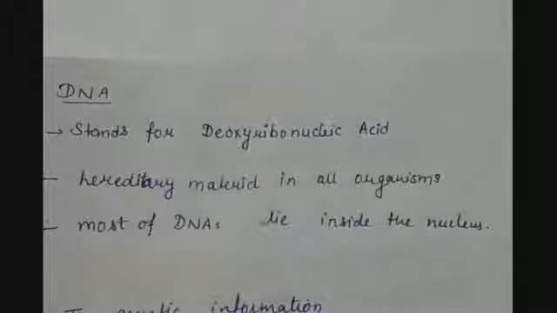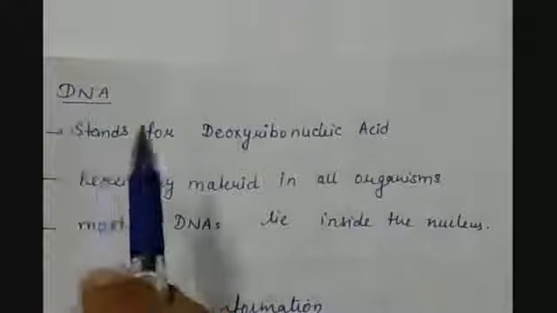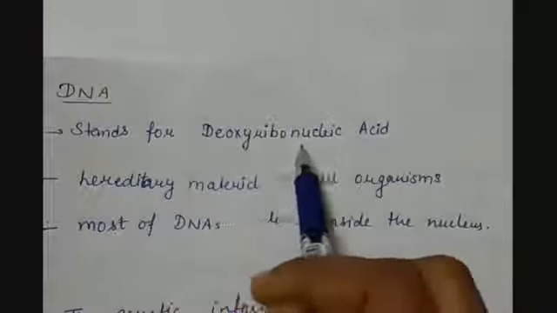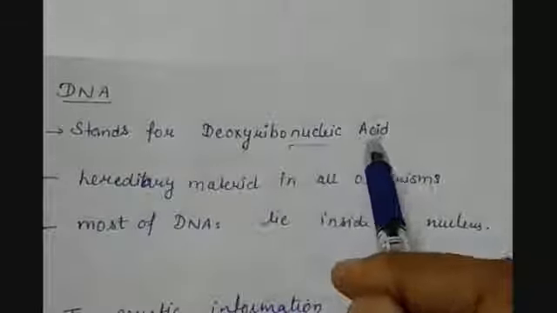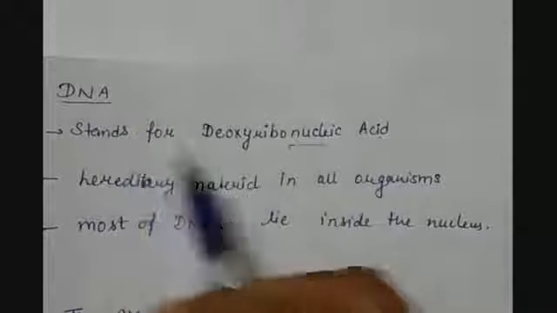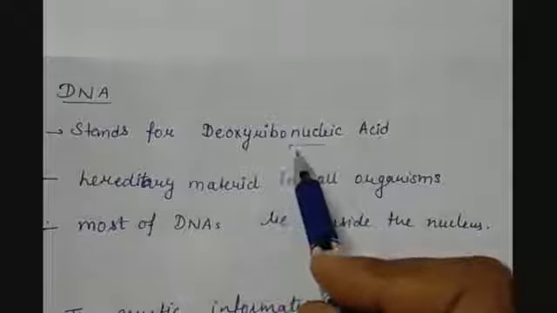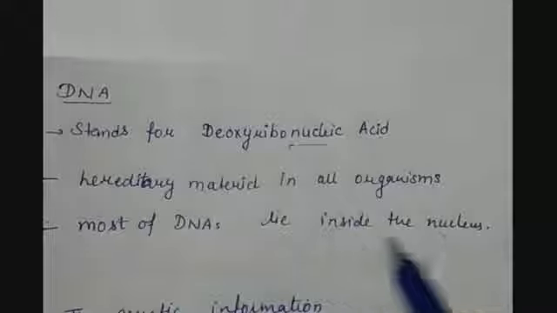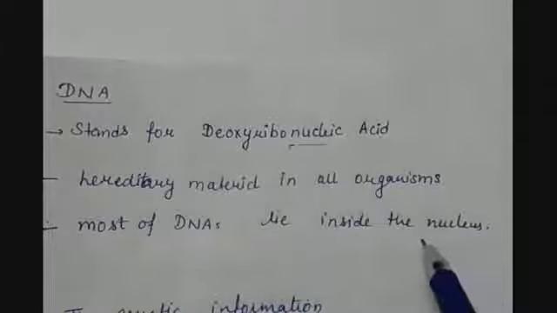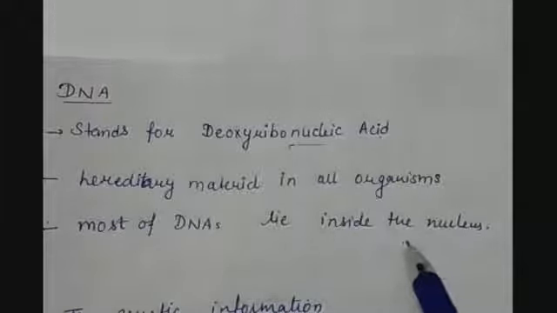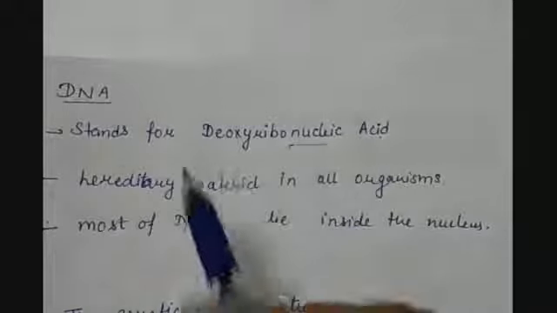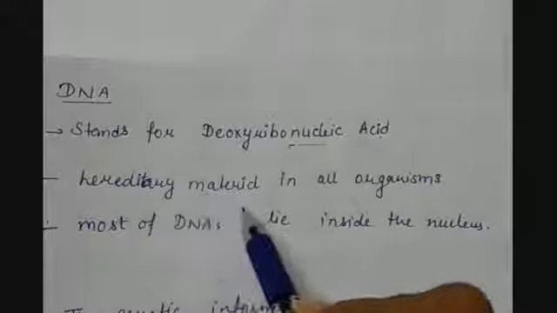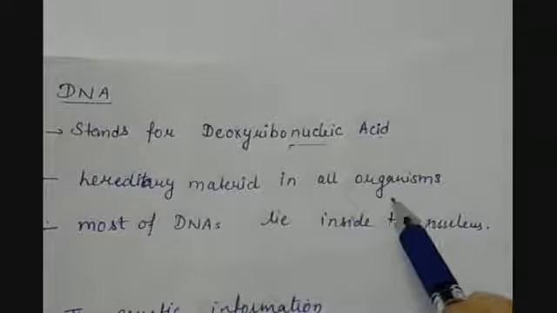The next in the series that we have is DNA. DNA stands for deoxyribonucleic acid. As the name itself suggests, the DNAs are present in the nucleus. Basically, most of the DNAs lie inside the nucleus, but some of them also lie in the mitochondria of the cell. And DNAs carry the hereditary material in almost all the organisms.